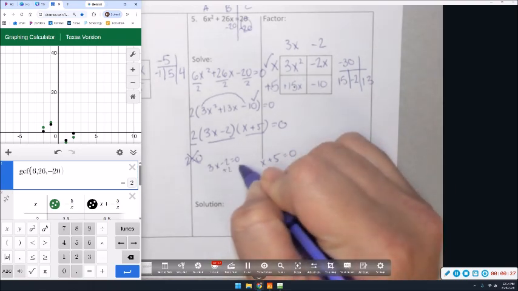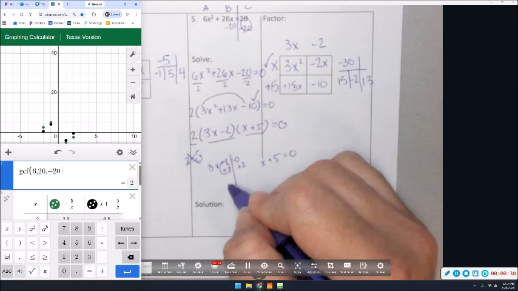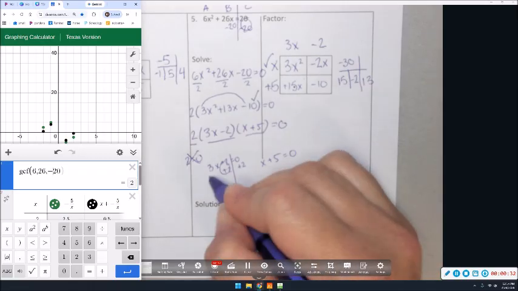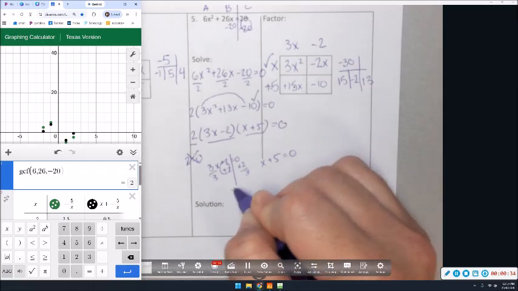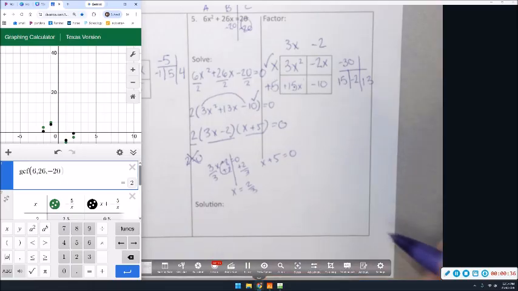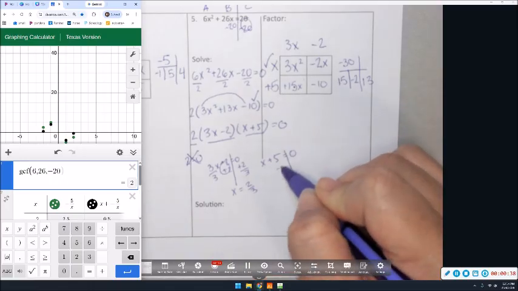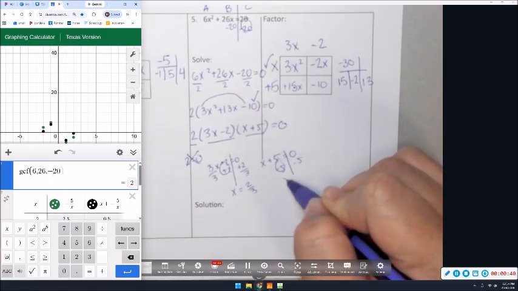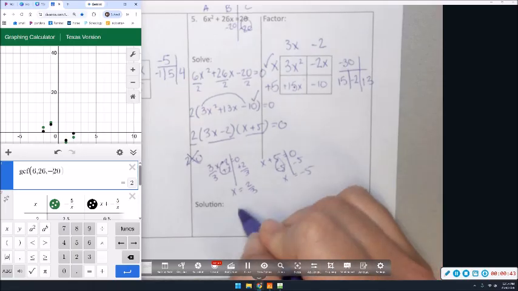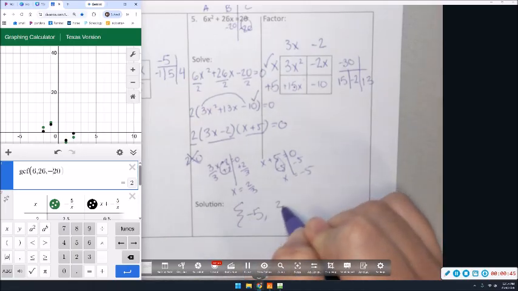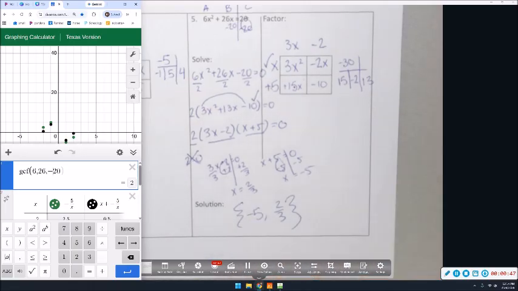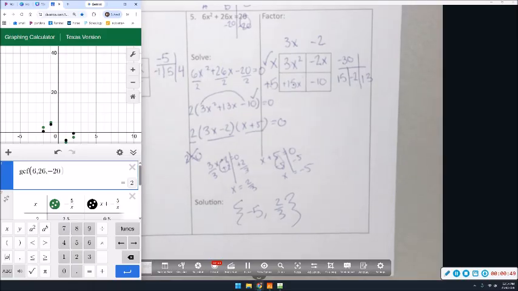Okay, add 2 to both sides. And then what? Divide by 3. So x, we get 2 over 3. What about this one? Perfect. So we have negative 5 comma 2/3, inside fancy brackets or braces. Wait, left is the least? Least to greatest. Mm-hmm.